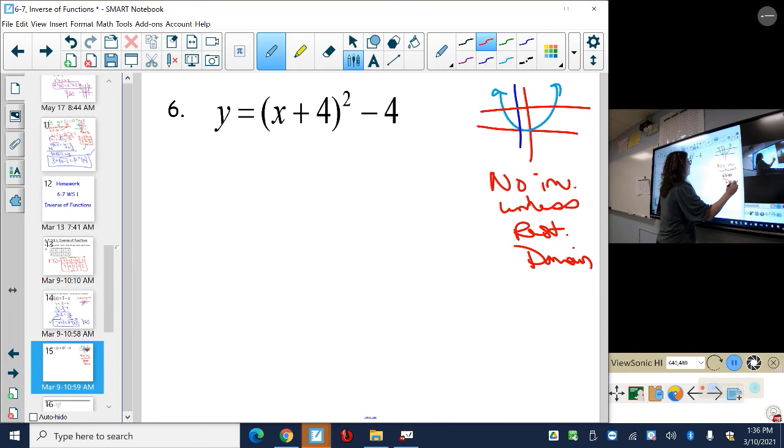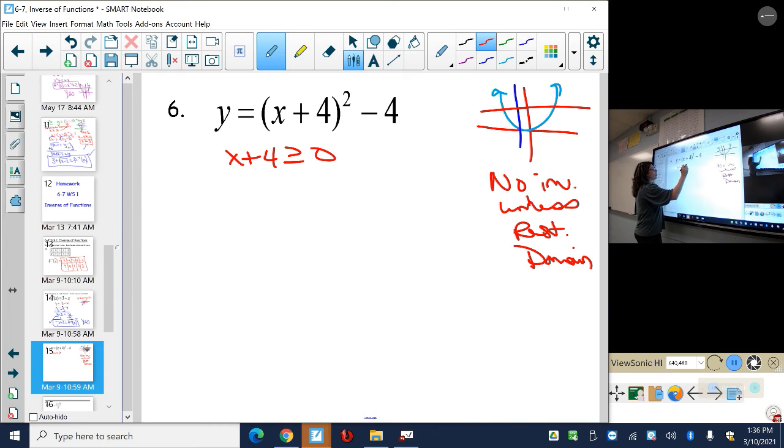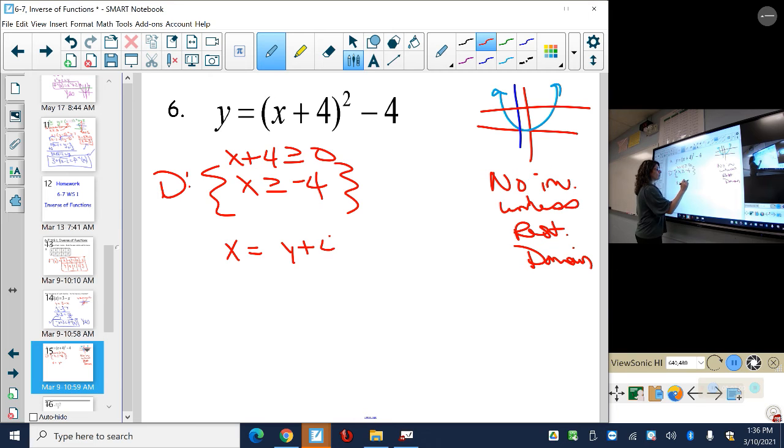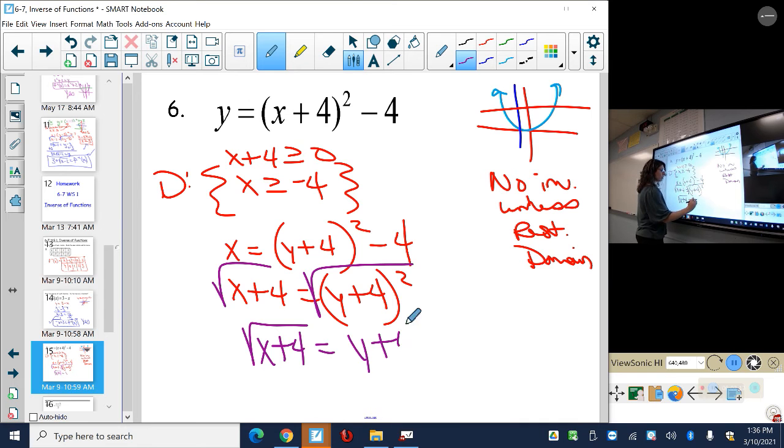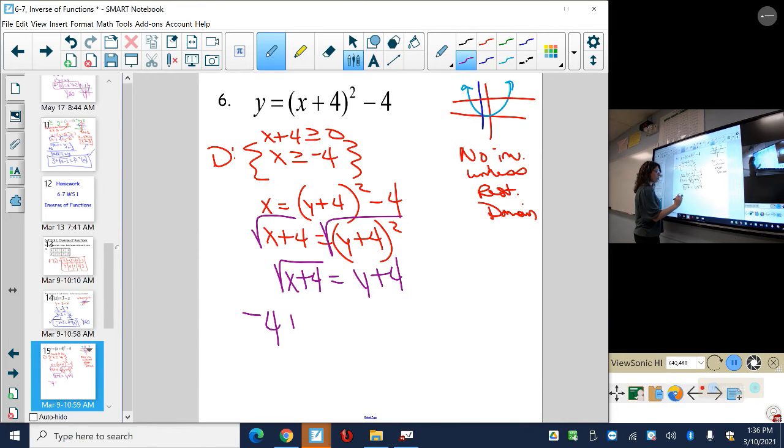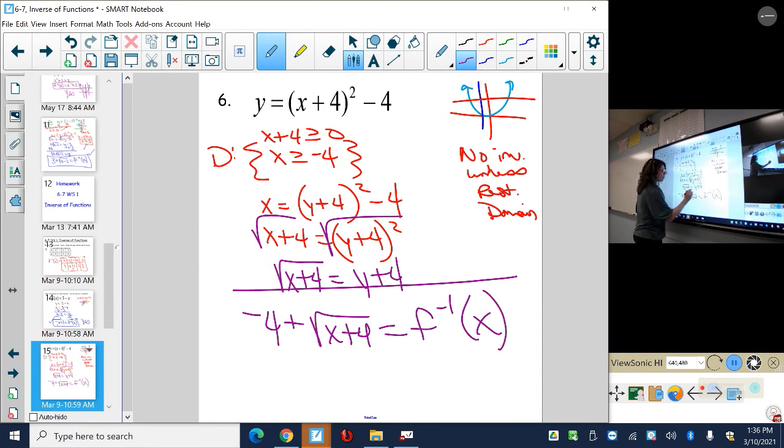So we're going to restrict the domain by taking x plus 4 and making that greater than or equal to 0. So x is greater than or equal to -4. That is the domain that I'm going to be on. Okay? So I'm going to swap x and y. And I'm going to add the 4 over. Then I'm going to take the square root. I do not want the plus and minus because I only want one arm of this thing. And then I'm going to simply subtract 4 from both sides. And this gives you your inverse function.